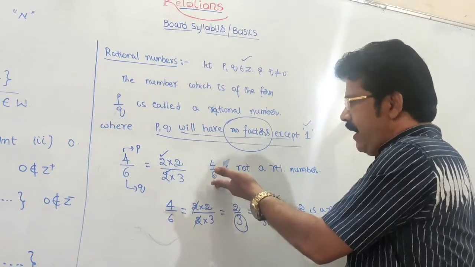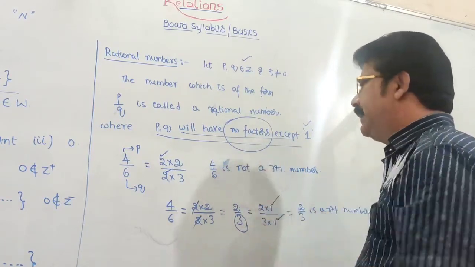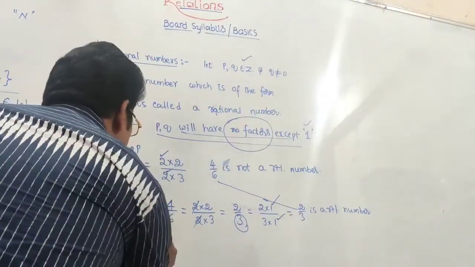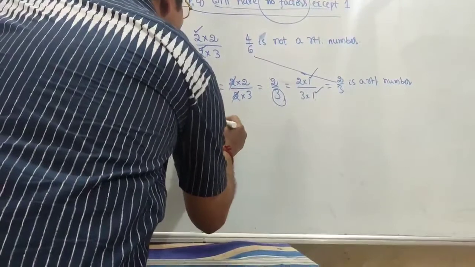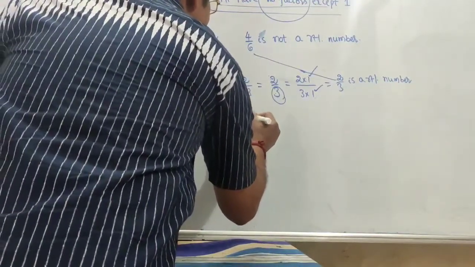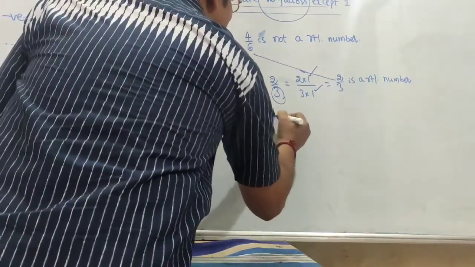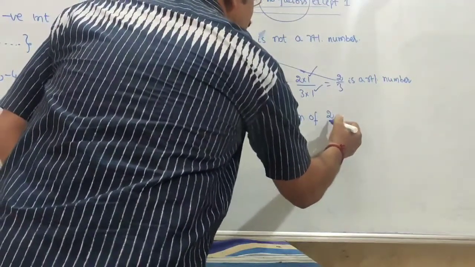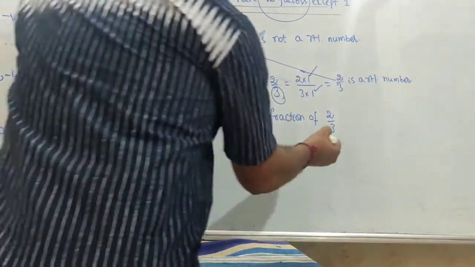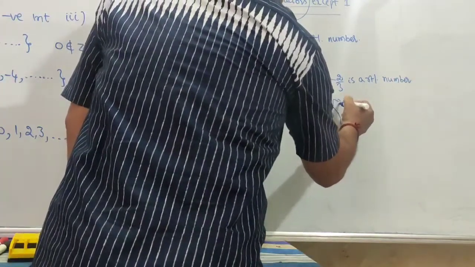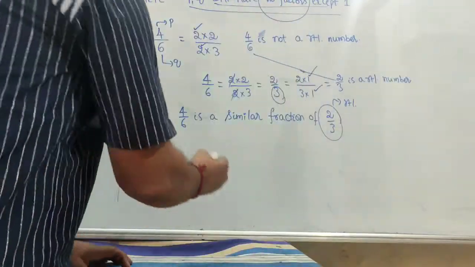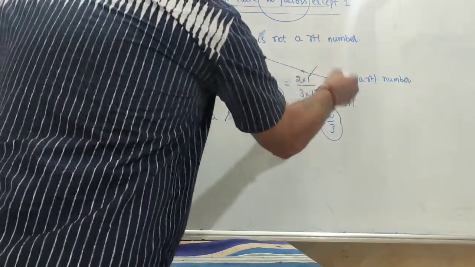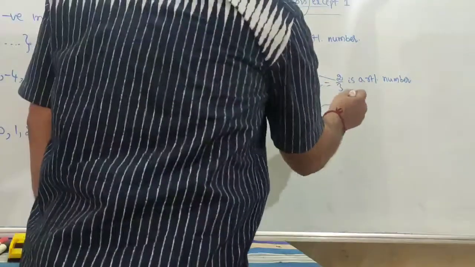Sir, mathematically 4 by 6 is equal to 2 by 3. Therefore, it is also a rational number, sir. No, it is wrong. It is a similar fraction of 2 by 3. So 4 by 6 is a similar fraction of 2 by 3. So this 2 by 3 is a rational number, but this is not a rational number. Then it is what? It is a similar fraction of the rational number 2 by 3.